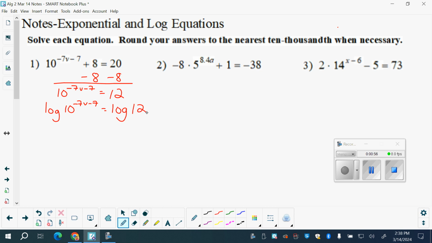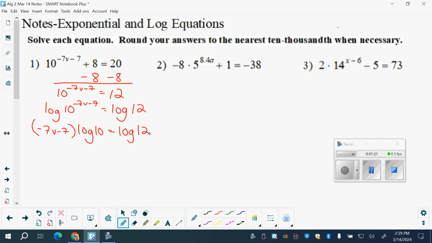And then what would we do next? We need to move that exponent to the front. That's right. And that's why we use the log, so that we can move that exponent. So we have negative 7v minus 7 times the log of 10 is equal to the log of 12.